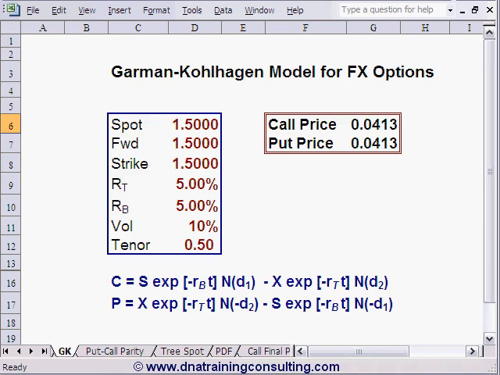The price for the call in cell G6 is the price per 1 pound sterling of notional expressed in US dollars. Thus, the right to buy in 6 months 1 pound sterling for a price of $1.50 is $0.0413, the premium paid up front, i.e. 4.13 cents per pound.